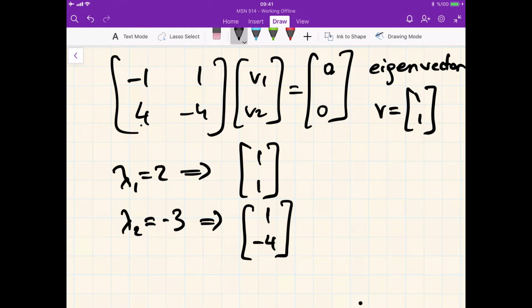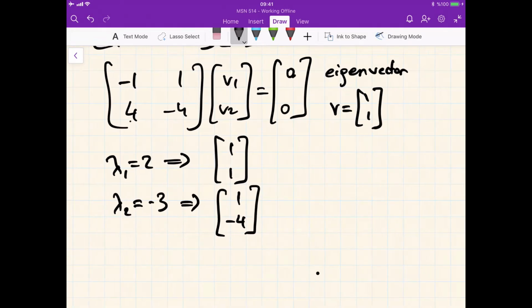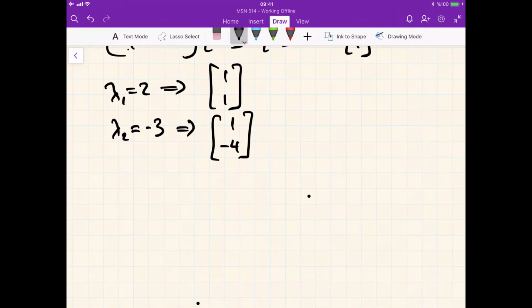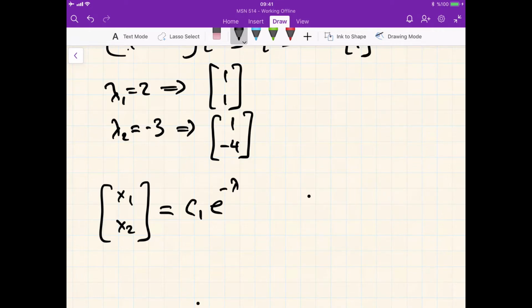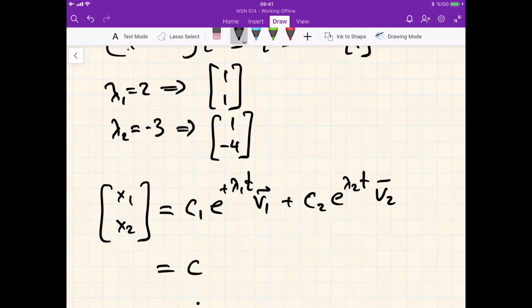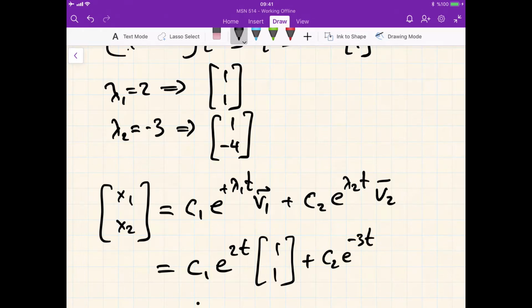The nice thing about the linear systems is that you can now express the general solution for x1 and x2 as some constant c1 times e to the lambda 1 t v1 vector plus c2 e to the lambda 2 t v2. So if we plug in the results, our general solution is the following: e to the 2t plus c2 e to the minus 3t, 1 minus 4.